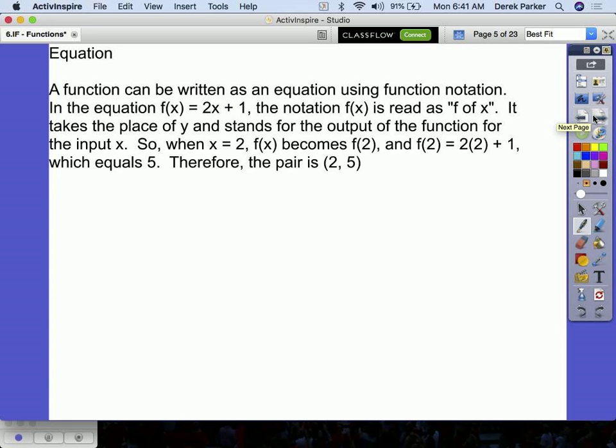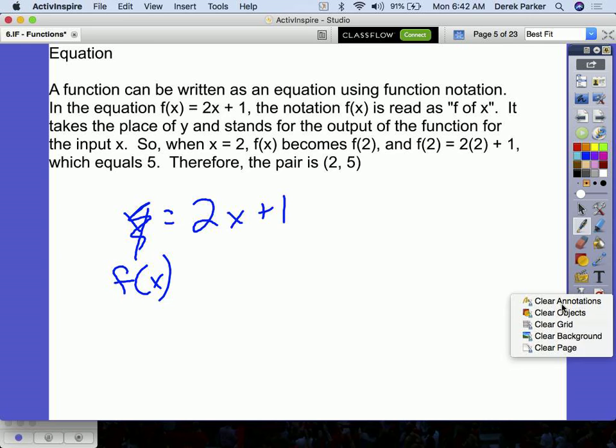A function can be written as an equation using function notation. Up until this point, you have always seen y equals, for example, 2x plus 1. In function notation, it changes up. That y is gone. That y is now f of x. It takes the place of y and stands for the output of the function for the input x. So when x equals 2, f of x becomes f of 2. And f of 2 equals 2 times 2 plus 1, which equals 5. Therefore, the pair is (2, 5).